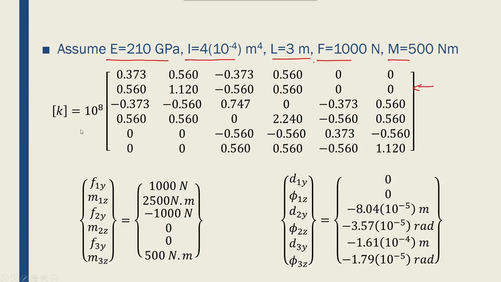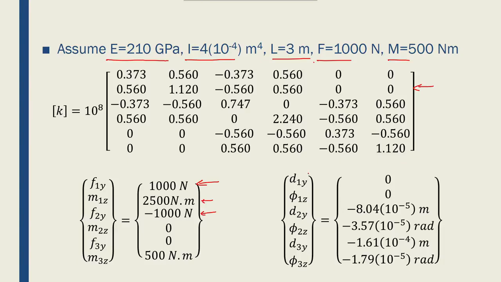So according to the MATLAB code, I get these forces. Let me go back to pen. 1,000 reaction force at node 1, which is equal to the opposite of the external force applied to node 2. And then I have 2.5 kilonewton meter moment applied to node 1, which is equal to that 500 times the total length, and then also the effect of this force at its length 3 meter from the base.